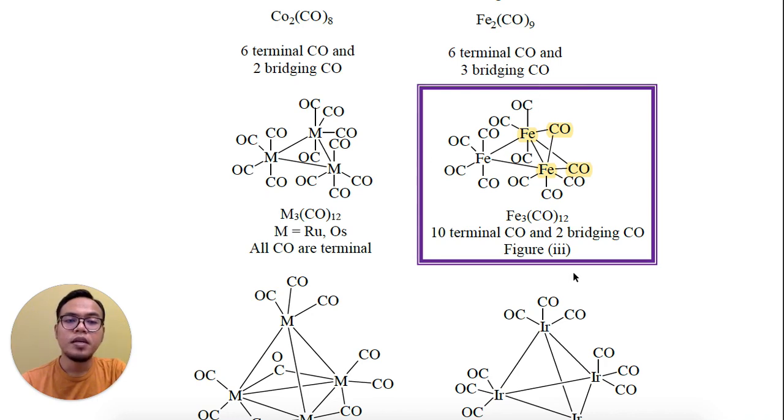You see, now you have how many metals? 3. 3 iron here. So how many carbonyls in total? So you see 1, 2, 3, 4, 5, 6, 7, 8, 9, 10, 11, 12. So in total you have 12 carbonyls and also 3 iron. But those are not the only things that we have to look at. So there is extra information that we need to extract.